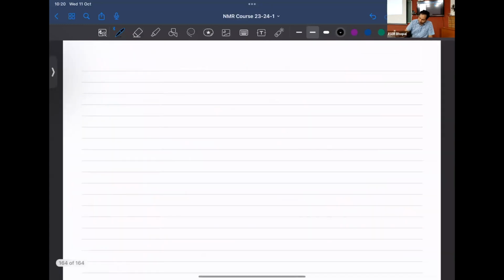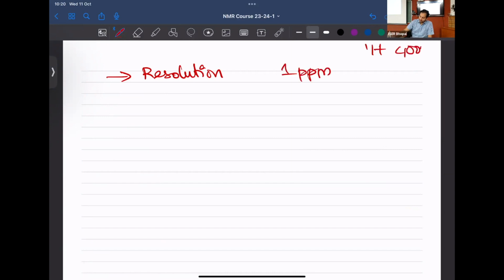What are the disadvantages? We have listed most of them, but anything else? I did say that having no scalar coupling helps improve the resolution. Consider thinking about what is 1 ppm for a proton on a 400 megahertz. So what is 1 ppm for a proton on a 400 megahertz? Louder?